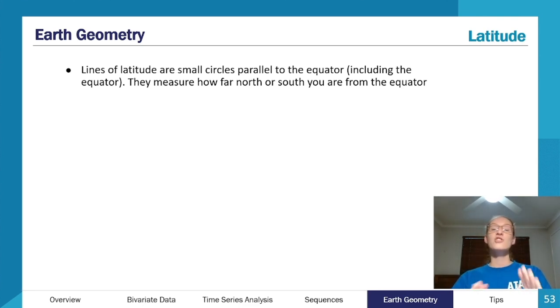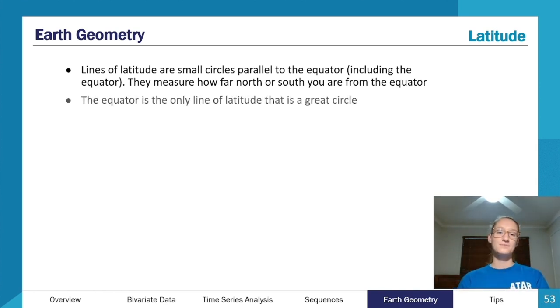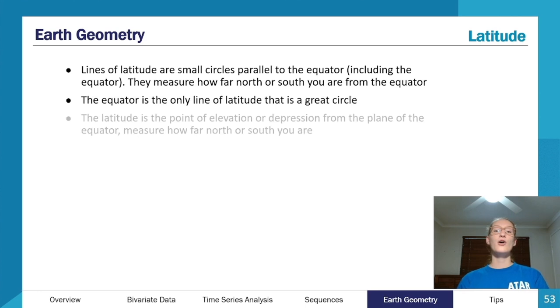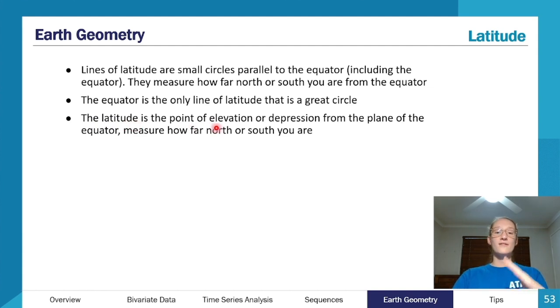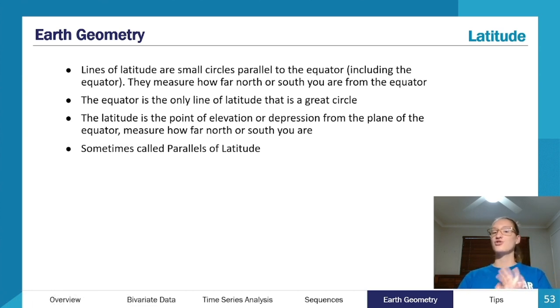So again, with latitude we're thinking how far north or south. Latitude is always north and south. And the equator is the only line of latitude that's a great circle. Latitude, like I said earlier, is the angle of elevation or depression from the plane of the equator, which measures how far north or south you are. Lines of latitude are also sometimes called parallels of latitude. They're referring to the same thing.